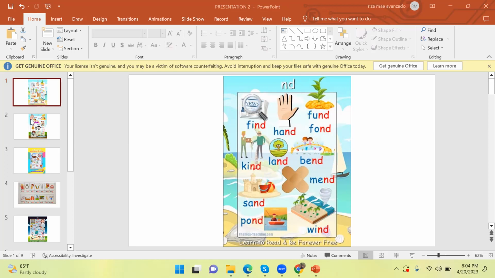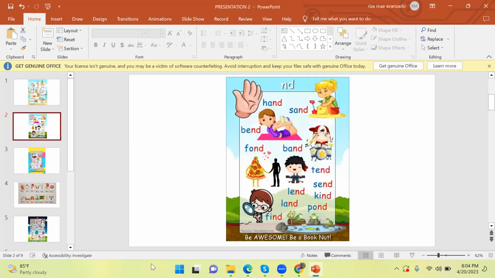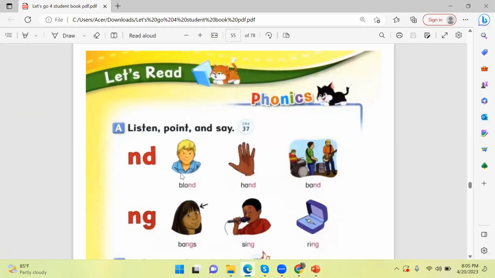Okay, another examples of words that have ND. Can you please read? Hand. This one. Sand. Very good. How about this one? Fine. Very good. How about this one? Tend, very good. This one. Stand. Very good. So those are the examples of words that have ND. Okay, do you understand? Yeah. Very good. So let's proceed for NG.